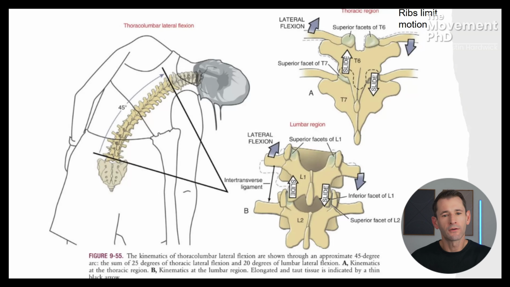So what are the things that are limiting motion in lateral flexion? That intertransverse ligament, so that ligament between those TPs or those transverse processes at the spinal level, and all of the muscles on the lateral side of the body that I'm bending away from. So with right lateral flexion, that's going to be limited by my left QL and my left oblique muscles.